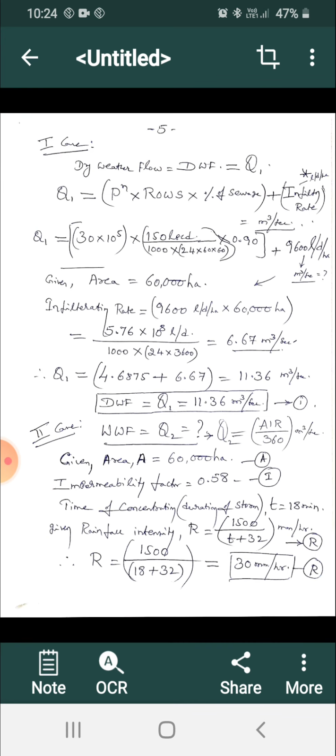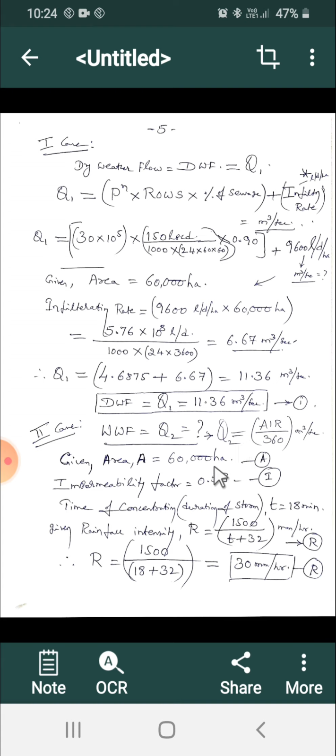Now, the second case is WWF. This is Q2, how to determine. Q2 is equal to AIR divided by 360. What is A, what is I, R? Again, given. If you are not writing all these things, and substitute directly from the question paper to the answer here, you will fail 100%. Zero marks, because sufficient time is available in the main examination, just to show what this is.